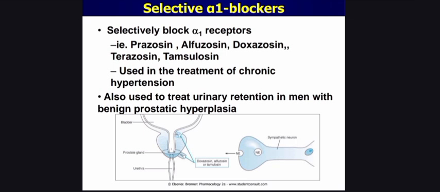How is it getting constricted? It's getting constricted by the action of the alpha 1 receptor. So, norepinephrine is going to get released, it's going to bind to the alpha 1 receptor, and then it's going to lead to constriction.